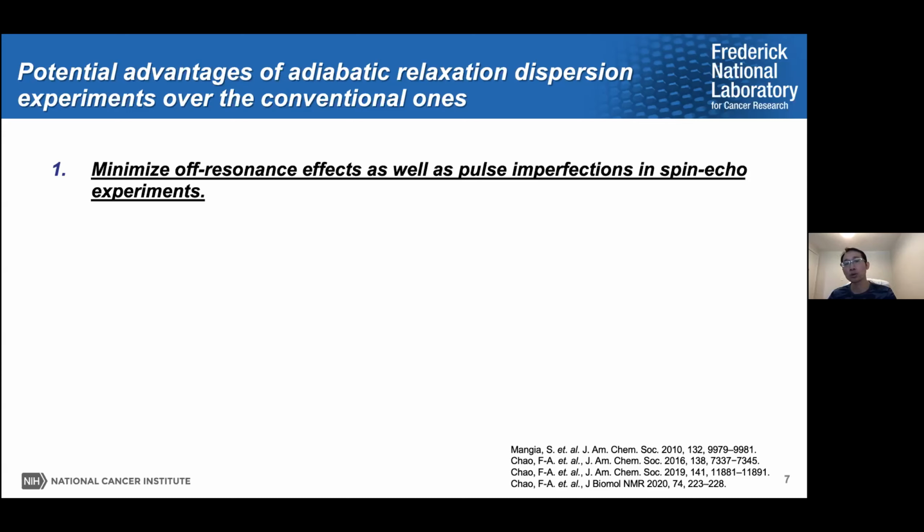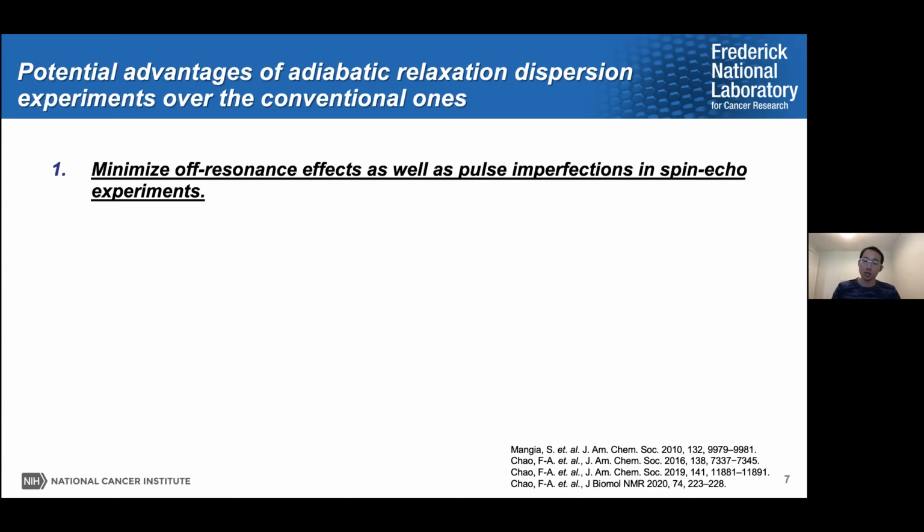So what we need to do, especially in the presence of chemical exchange, is to minimize the effect of the pulse imperfection, because that will be amplified by chemical exchange. Things will get more chaotic and more complex when you involve chemical exchange.